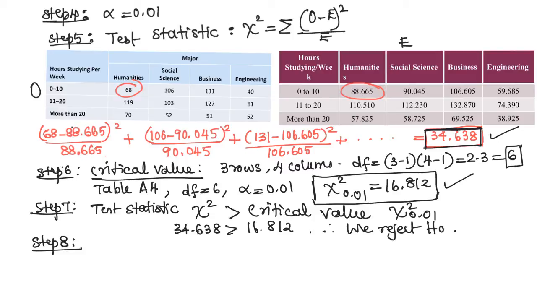So we conclude that the choice of the major and the number of hours spent studying are not independent. The number of hours that students study varies among majors.